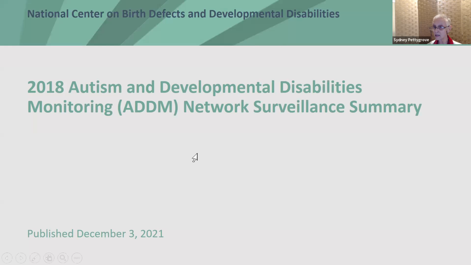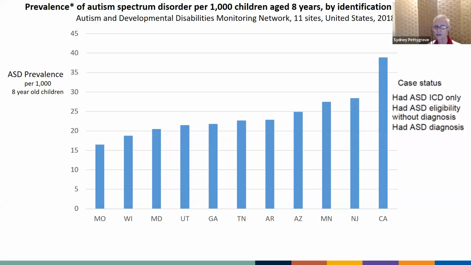Okay, so I'm going to talk to you a little bit about our new results, which came out in December, and they are the results of our 2018 study year. So let's go ahead and get started. These are the sites that were involved in this particular study year. And you can see we have a certain amount of variation between sites. And we'll come back to California and talk about that a little bit at the end, because that's worth mentioning.